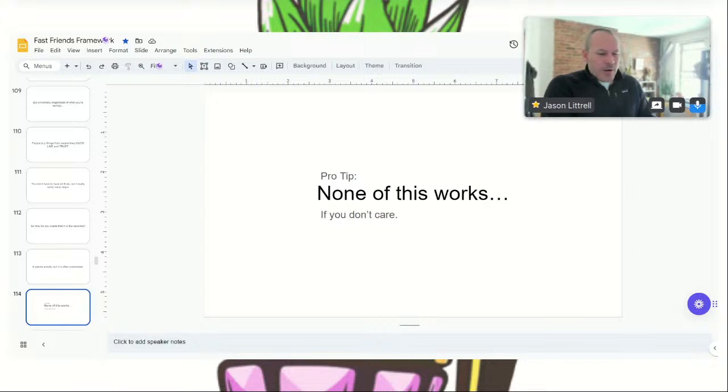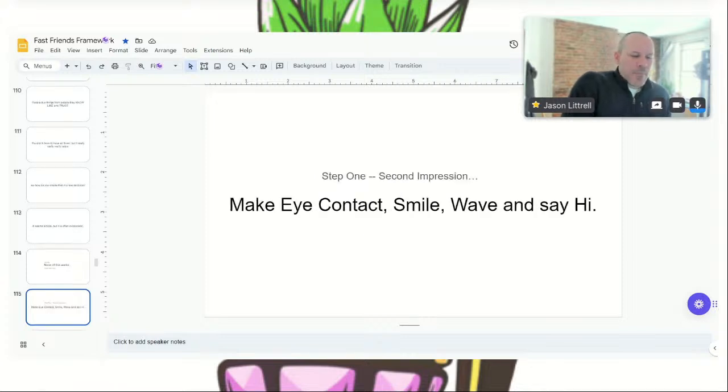But none of this works if you don't care. So that goes into like hiring and finding people who actually care. But step 1 of the Fast Friends framework is make eye contact, wave, smile, say hi. Hi. Literally wave your hand like this. What happens when you wave your hand? You're drawing attention to yourself, right? And so that means that person is giving you their attention.